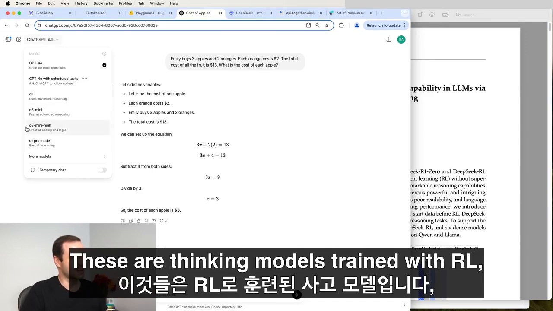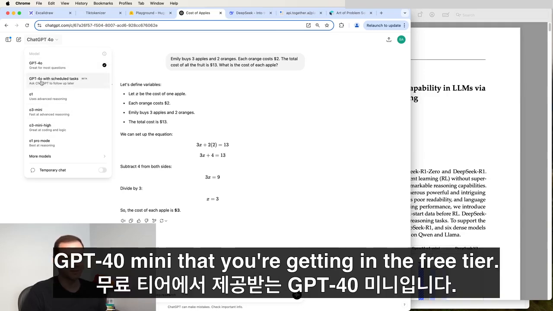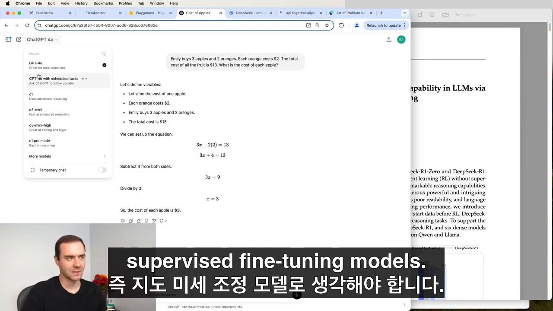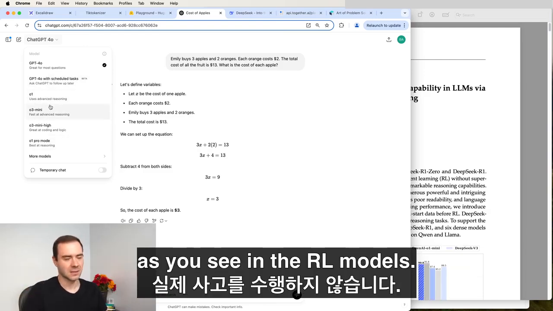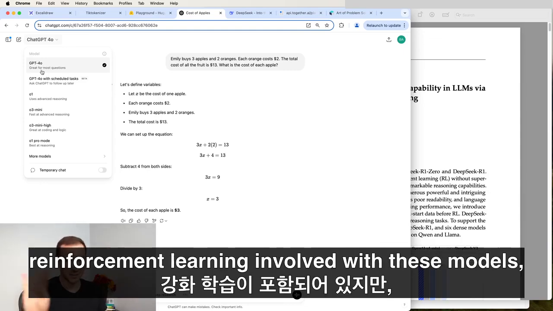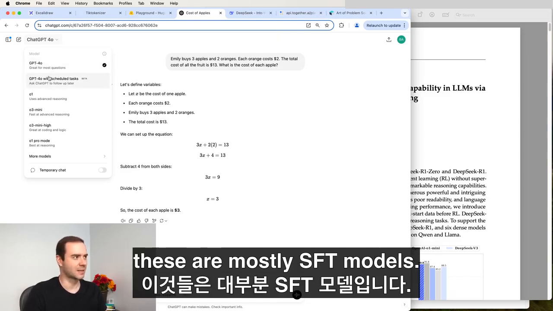So these are thinking models trained with RL, and these models like GPT-4o or GPT-4o Mini that you're getting in the free tier, you should think of them as mostly SFT models, supervised fine-tuning models. They don't actually do this thinking as you see in the RL models. And even though there's a little bit of reinforcement learning involved with these models, and I'll go into that in a second, these are mostly SFT models. I think you should think about it that way.